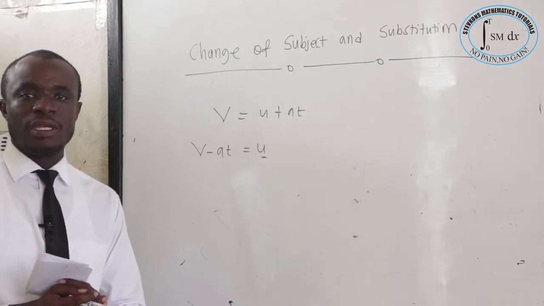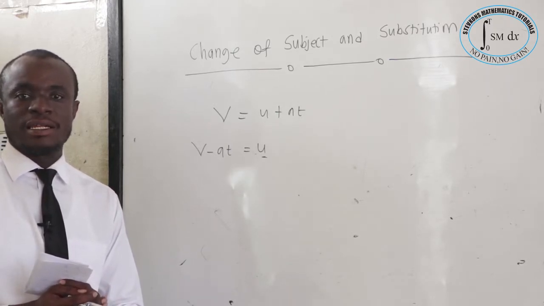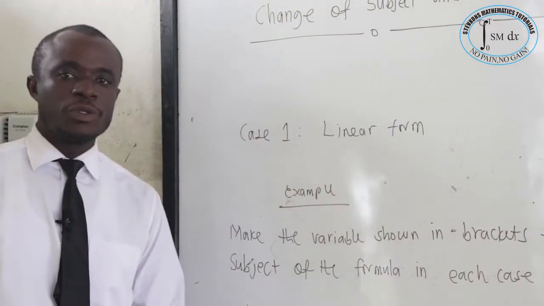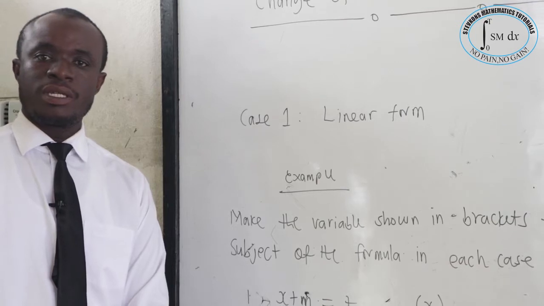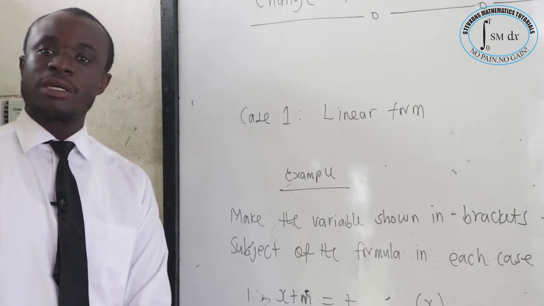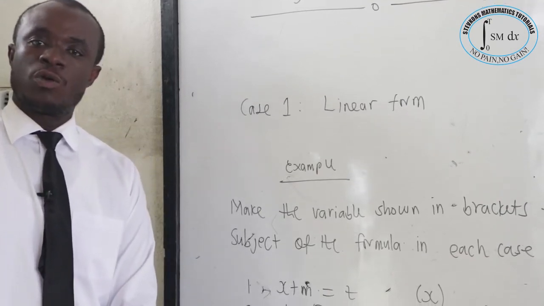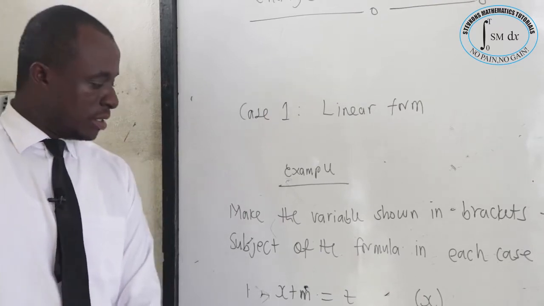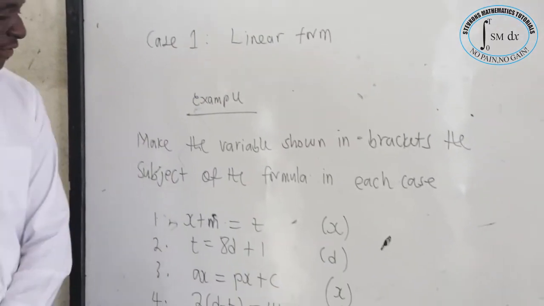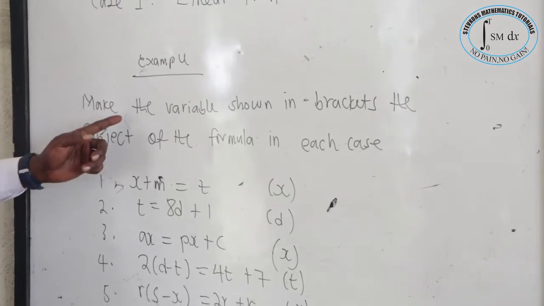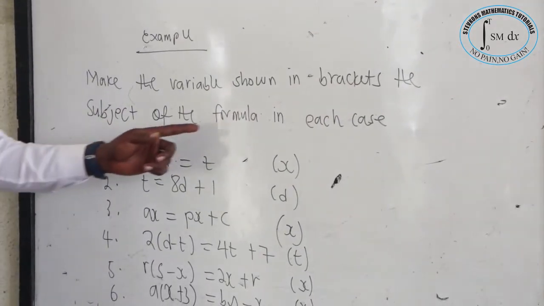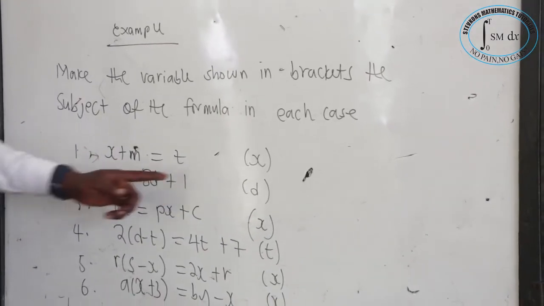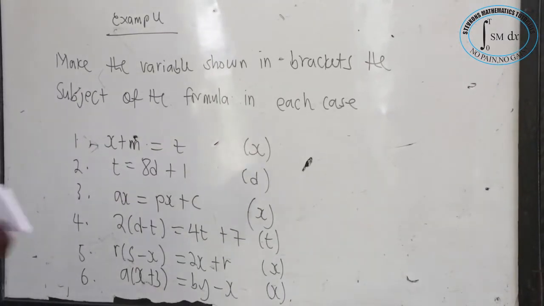Let's consider the following examples for better understanding. Now the first one we want to consider is an equation in a linear form. An equation is said to be in a linear form when it can be expressed in the form y equal to mx plus c. Clearly, let's look at the first one. It says: example, make the variable shown in the brackets the subject of the formula in each case. So the first one, we are supposed to make x the subject.